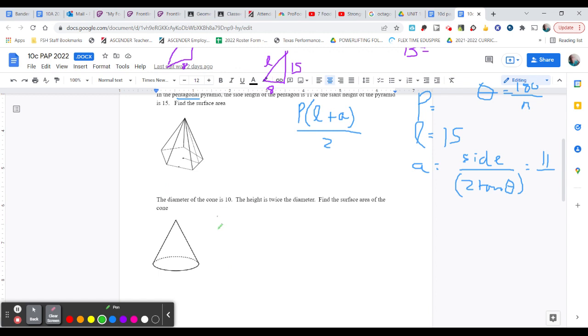All right, so the diameter of a cone is 10. That should tell us something about the radius. Slant height is twice the diameter. If the diameter is 10, we know the slant height's double. That's the slant height's 20. Okay, we're finding the surface area of the cone. Pi RL plus pi R squared. That's the cone surface area. Pi RL plus pi R squared.